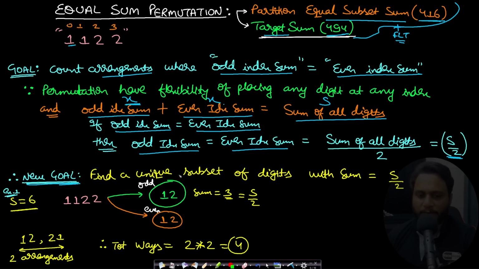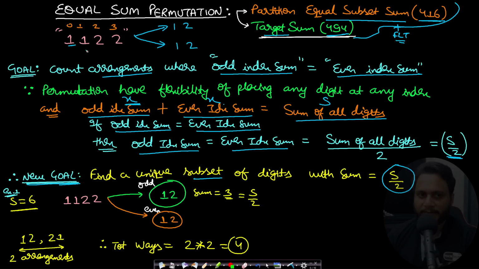Therefore the new goal will be to find a unique subset of digits with sum equal to s by 2, instead of converting them into two subsets, where I will have 1 comma 2 on one side and 1 comma 2 on the other side.